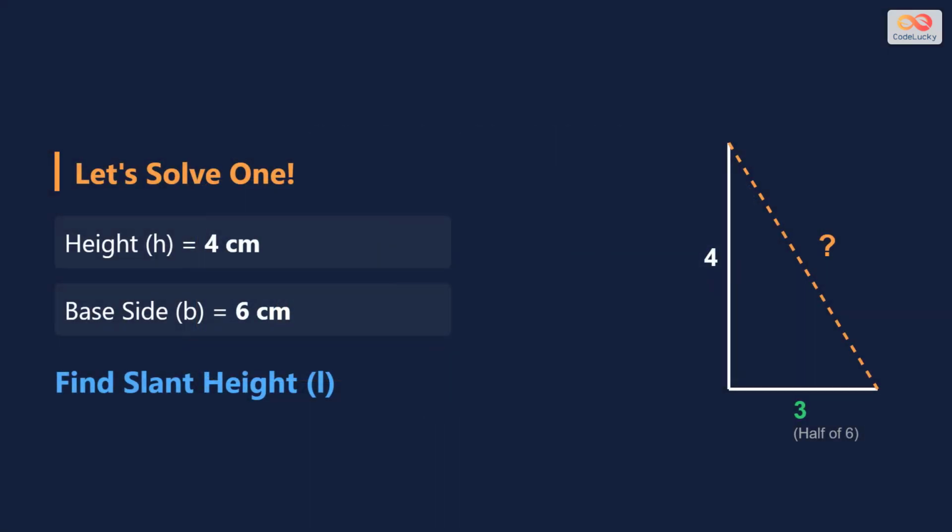Let us try a practice problem. Suppose we have a pyramid with a vertical height of 4 centimeters and a total base width of 6 centimeters. We need to find the slant height. Notice that for our formula, we will need half of that base, which is 3.